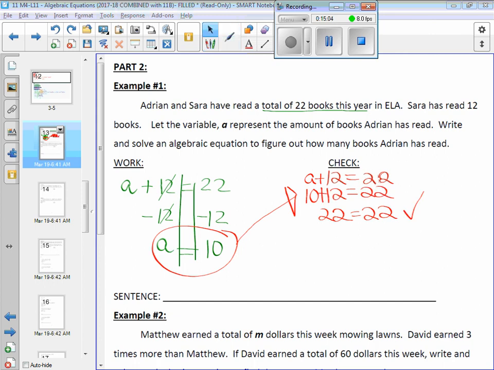Now we just have to put in a sentence. Is the amount of books she read 22 or 10? So don't get confused. We're solving for A. The check, most often the check 22 is not going to be equal or the same number as what we're getting for the value of A. Sometimes it is. Rarely, but sometimes it is. And so Sarah is her name, right? Sarah has read 10. Oh, Adrian. Sorry. Yes, Adrian.